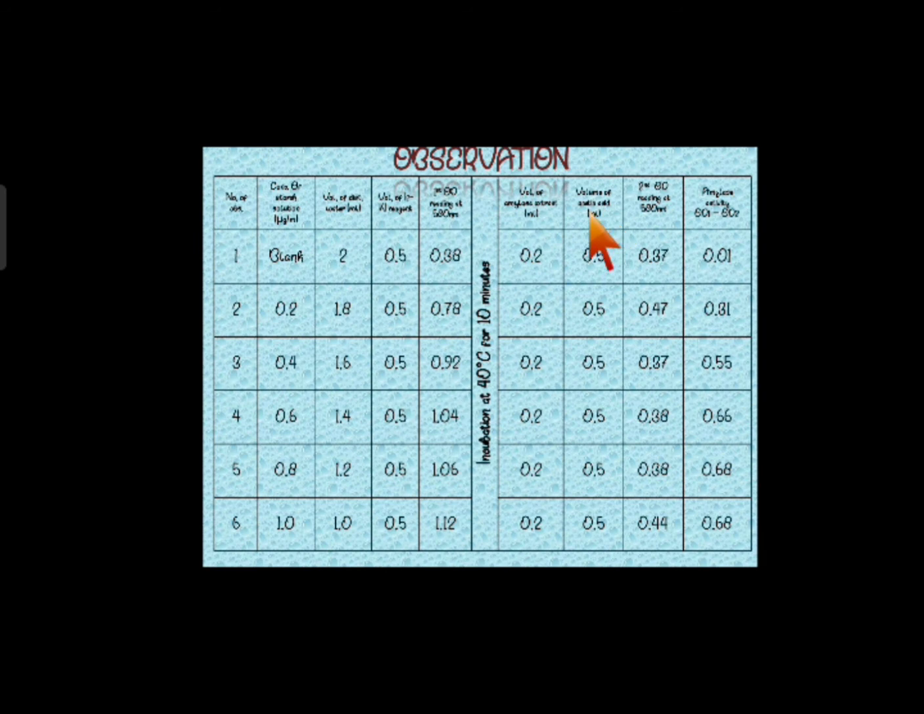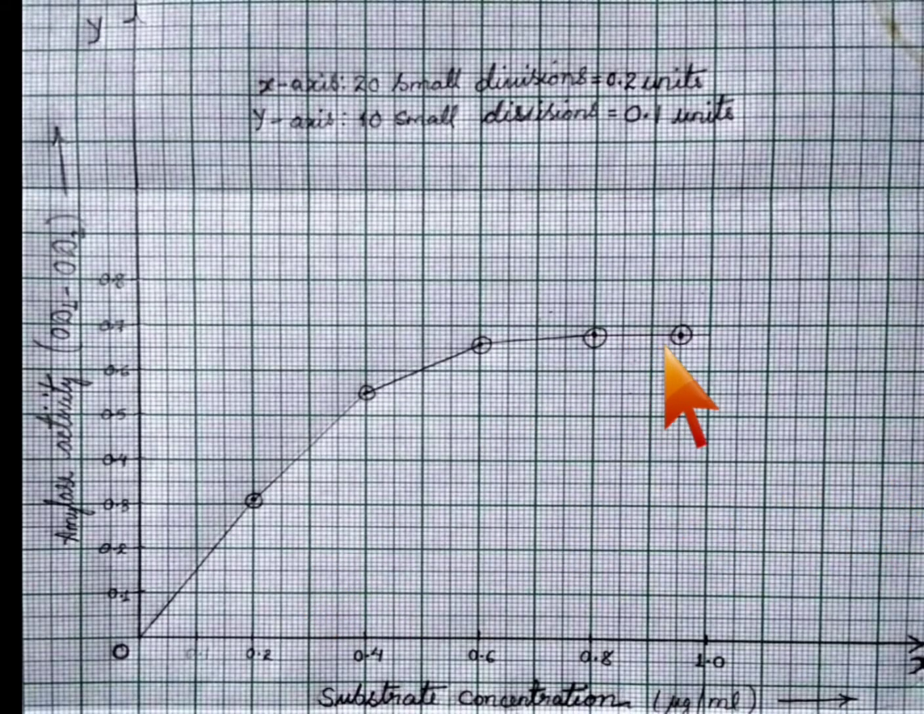And the volume of acetic acid is added to stop the reaction after incubation, and you will take the second absorbance reading. Thus the amylase activity can be obtained from the graph by using this formula, OD1 minus OD2. So you will take the difference between these two optical densities and you will get this column. This one we are going to plot in the graph. Okay, so this is how you will obtain the graph.